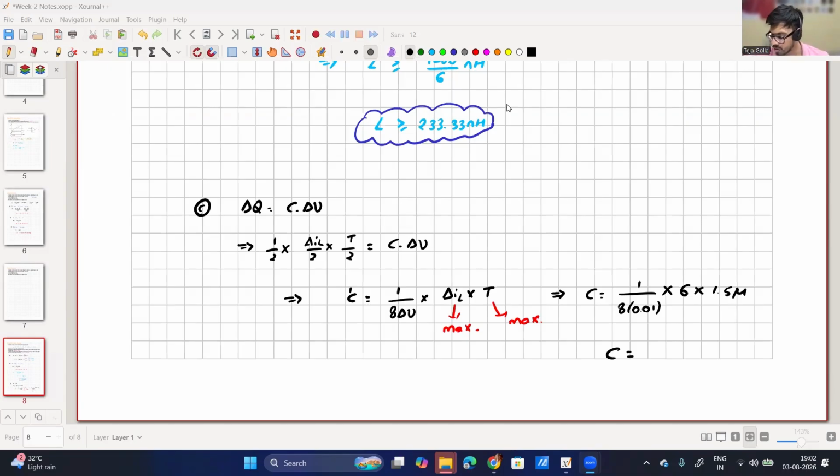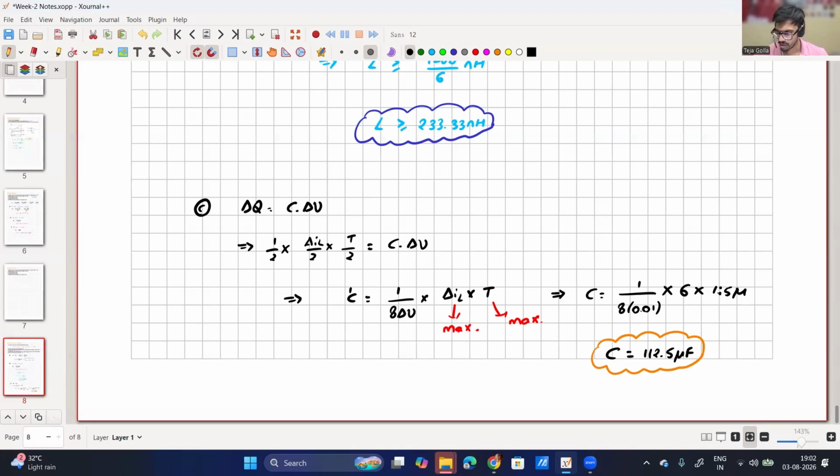Just 1.11, yes, into 10 power minus 4. Okay. 112.5 micro, because inductance and capacitance are always written in terms of micro, milli, or nano. So we have to convert into the nearest available unit. So I have converted to microfarad. So that's why I have kept the time period in terms of micro only.